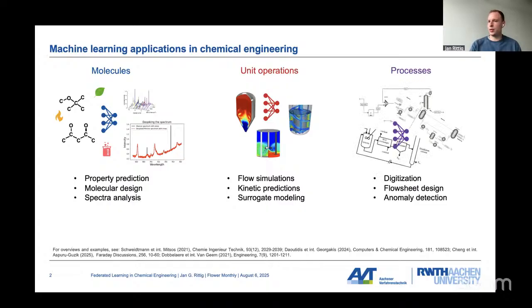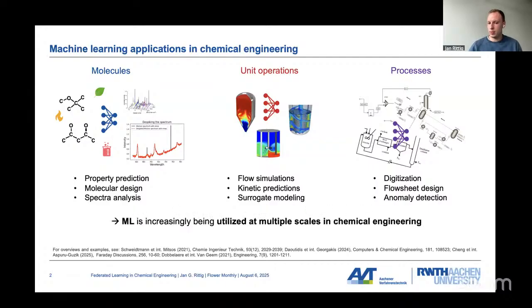And then finally, also to the process scale. So for example, digitizing chemical process flow sheets, then using generative machine learning to design some new chemical processes, and also, as another example, anomaly detection. So we can see that machine learning has been applied increasingly at multiple scales in chemical engineering. And a major question here is, how can we reach further advances in these fields?